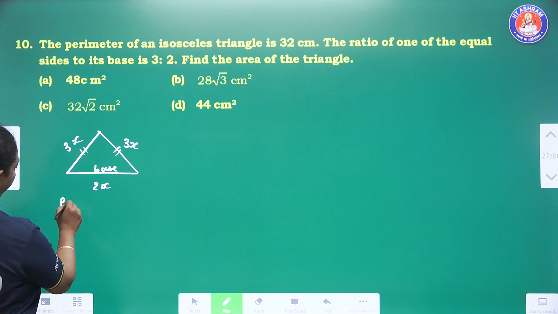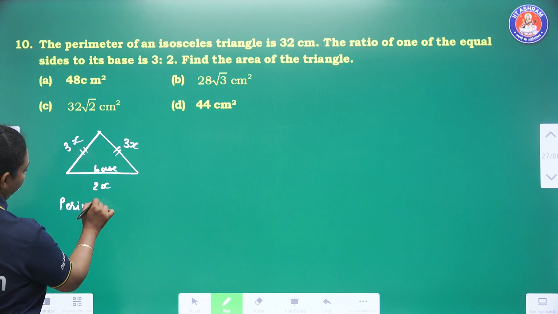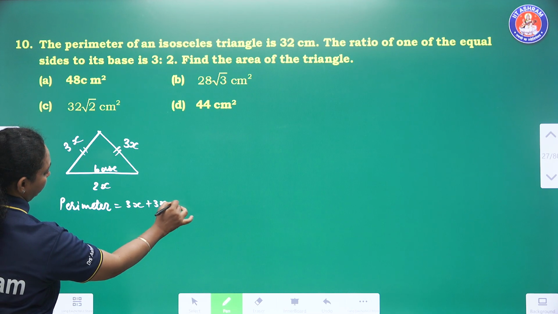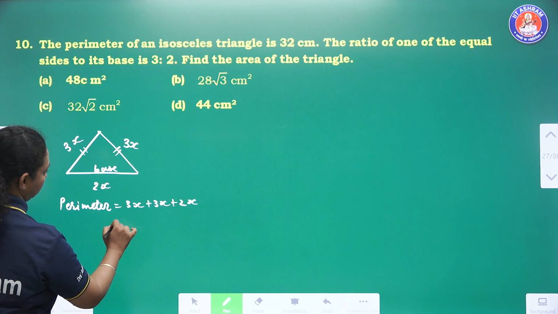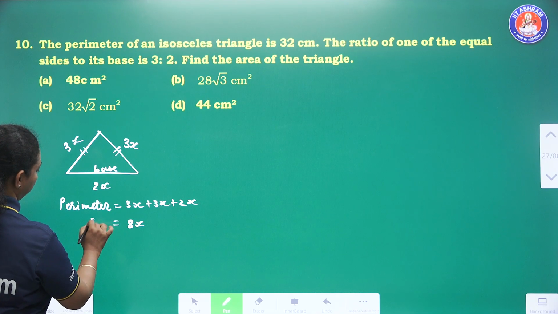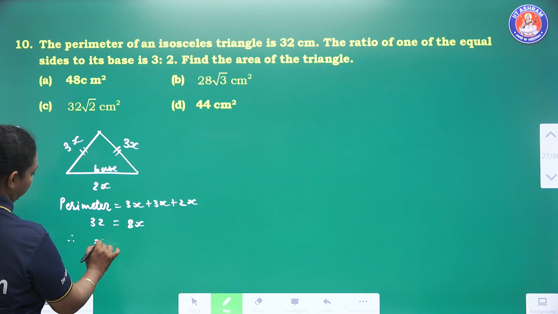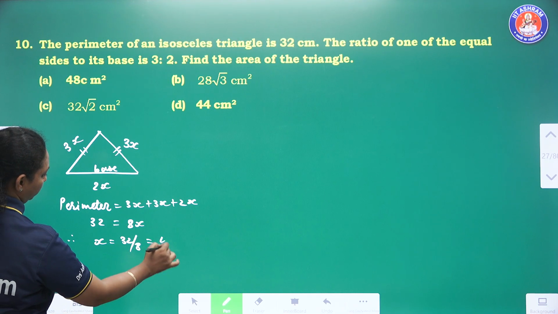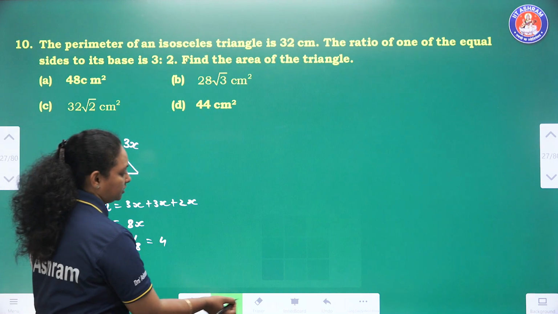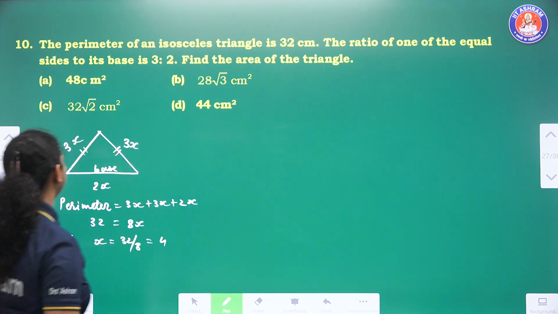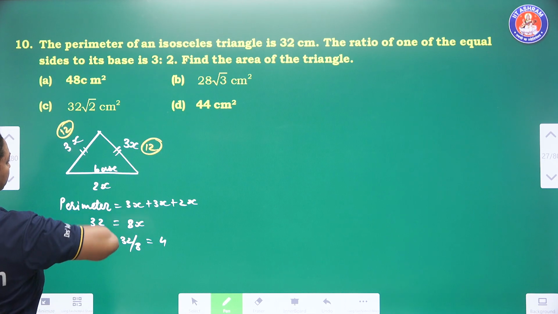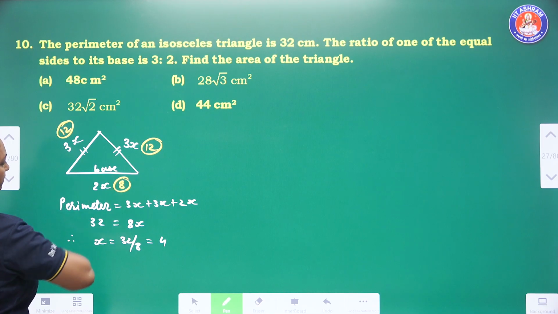So we can write that the perimeter is equal to 3x plus 3x plus 2x, which is 8x, equal to 32. Therefore x is equal to 32 by 8, which is 4. So what is the measure of each side? Each equal side is 12 and this side is 8 centimeters.